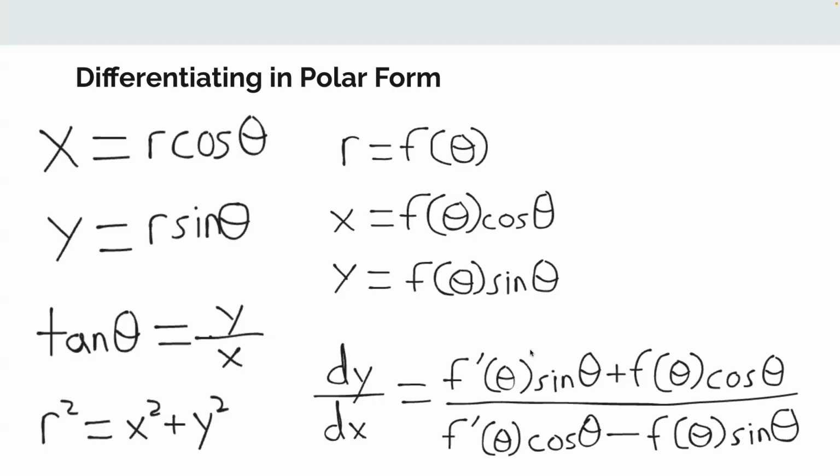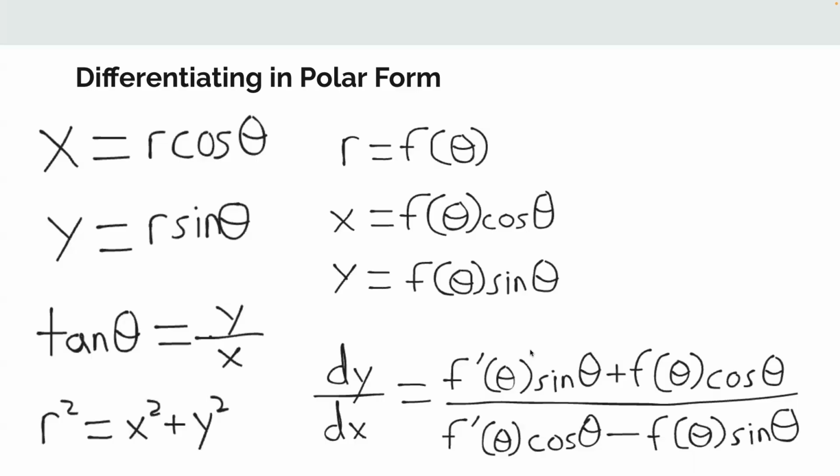So let's say r is equal to f of theta. Then x is equal to f of theta cosine theta, y is equal to f of theta sine theta. And then how do you differentiate it? dy/dx is equal to f prime of theta sine theta plus f of theta cosine theta, and this is using the product rule, by the way, over f prime of theta cosine theta minus f of theta sine theta.